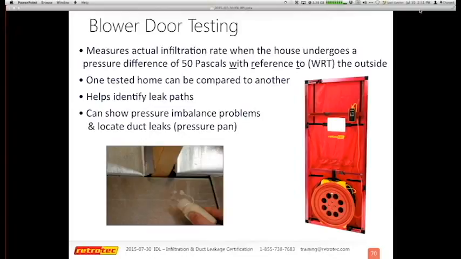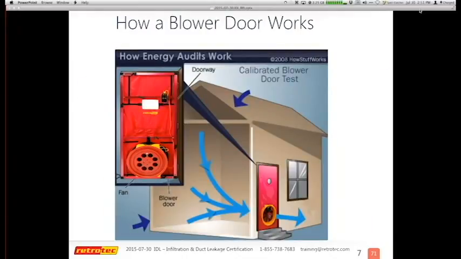Some of the things it does: it allows us to compare a home in New Jersey to a home in Atlanta to a home in Nebraska, all following similar criteria because we know we have the same type of setup documented. So it allows us to confirm and find leaks, and at least it's something we can use as a comparison basis.